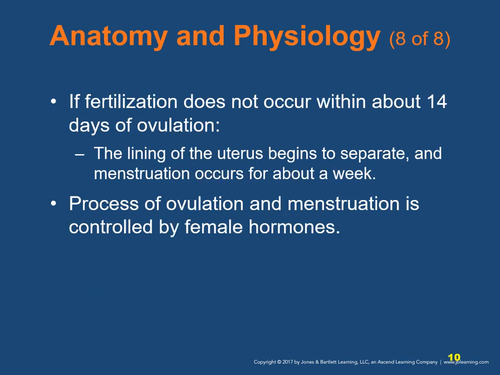If fertilization does not occur within about 14 days of ovulation, the lining of the uterus begins to separate and menstruation occurs. The menstrual flow consists of blood from the separated lining of the uterus and lasts about 1 week. Female hormones, produced primarily in the ovaries, control the process of ovulation and menstruation.